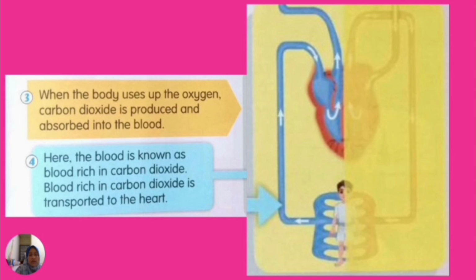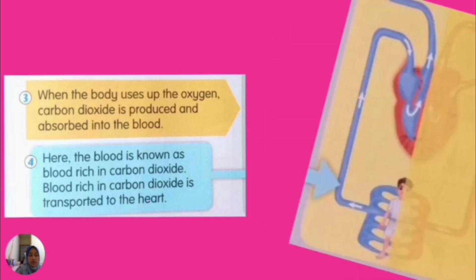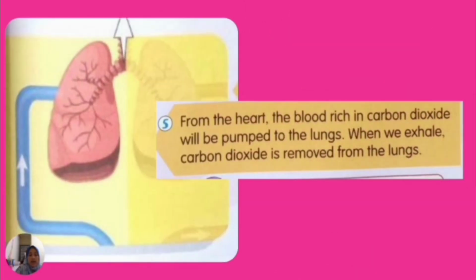When the body uses the oxygen, carbon dioxide is produced and absorbed into the blood. Here, the blood is known as the blood rich in carbon dioxide. Blood rich in carbon dioxide is transported to the heart. From the heart, the blood rich in carbon dioxide will be pumped to the lungs. When we exhale, carbon dioxide is removed from the lungs.